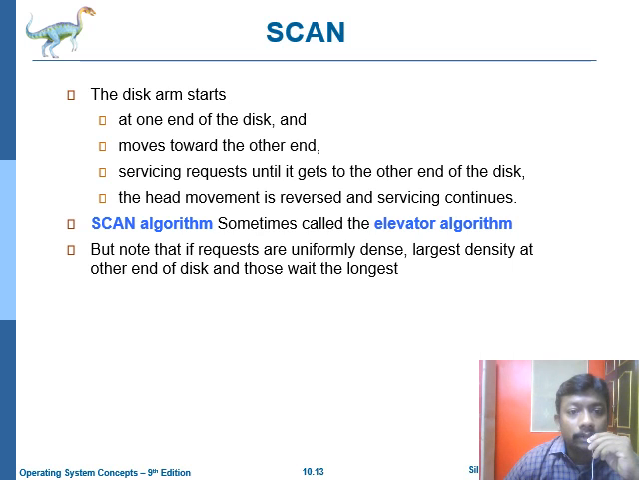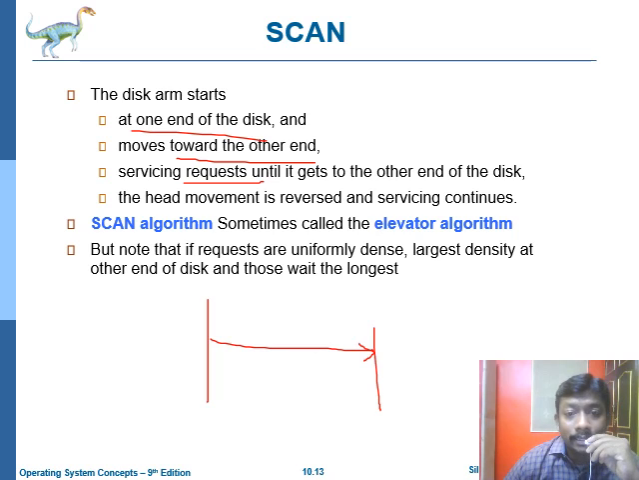The next algorithm is SCAN. The disk arm starts at one end of the disk and moves towards the other end, servicing the requests, until it gets to the other end of the disk, where the head movement is reversed and servicing continues.